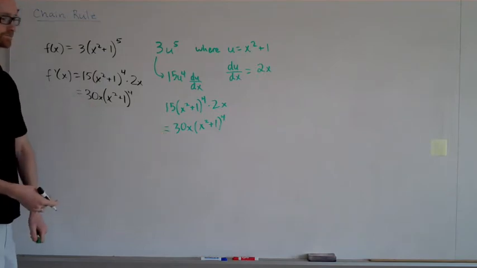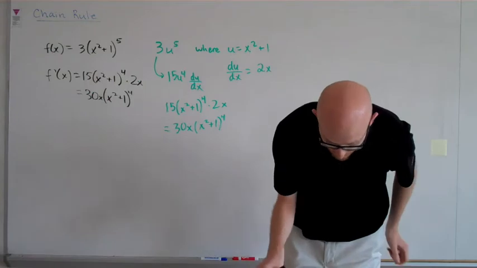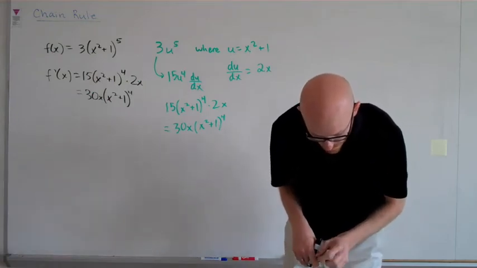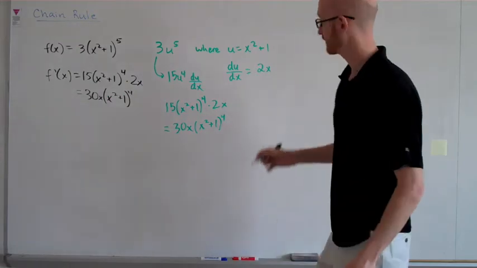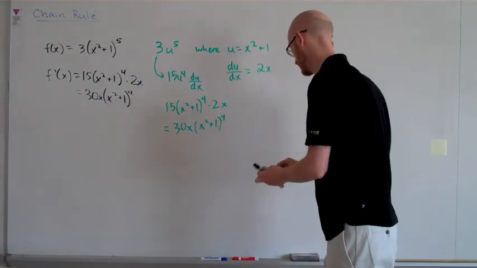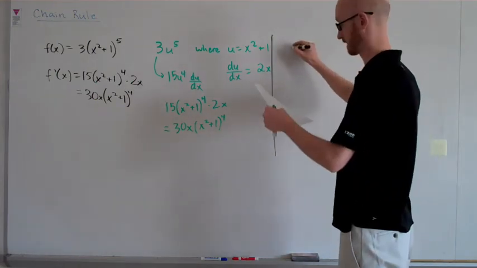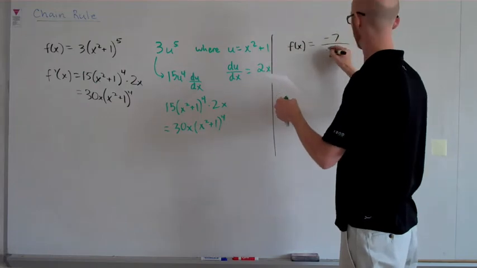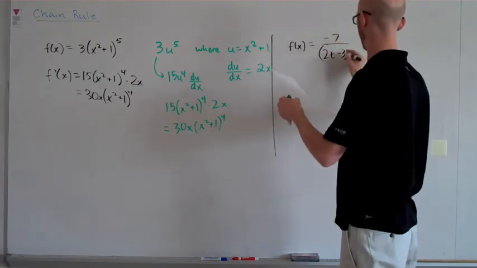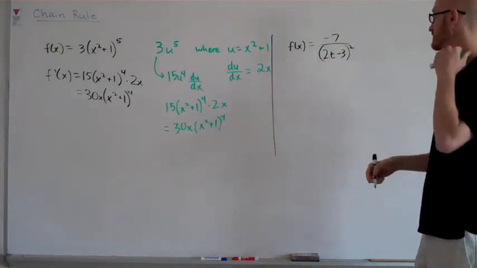Same result. Okay, let's do, how about halfway down the page, that one, -7 over 2t minus 3 squared.